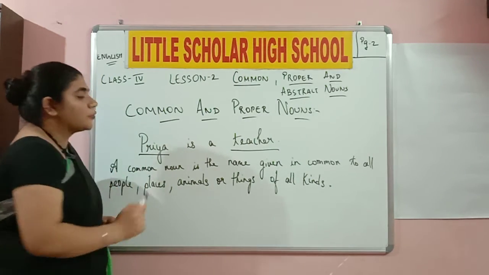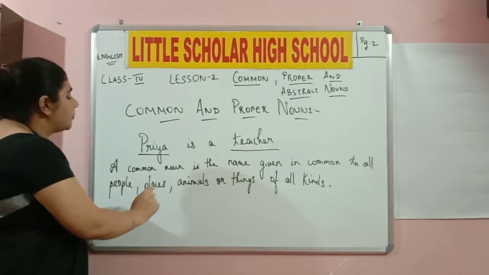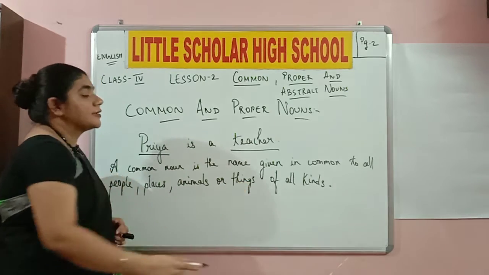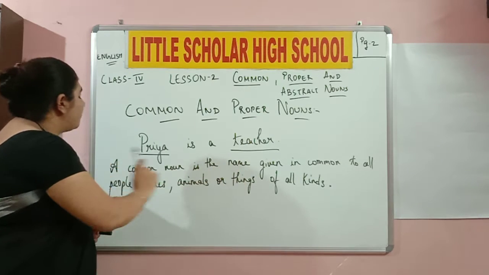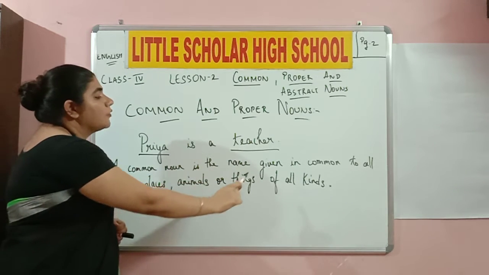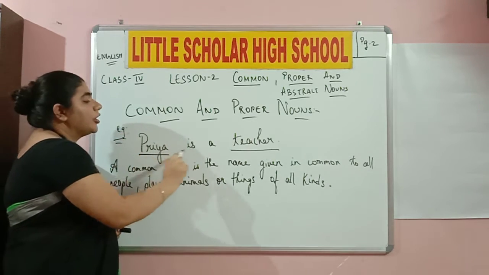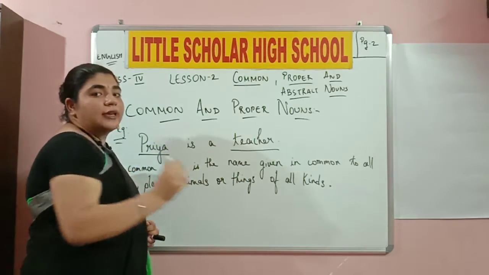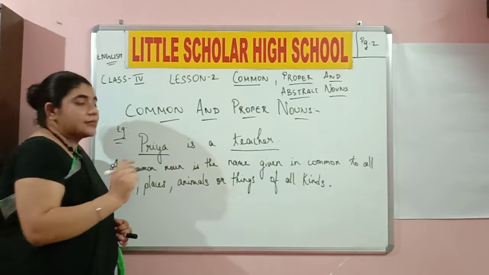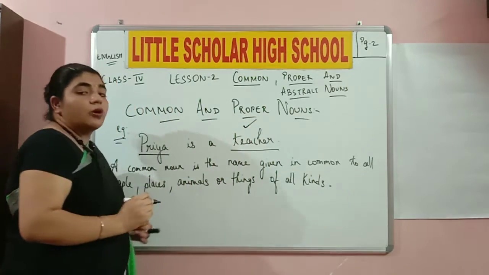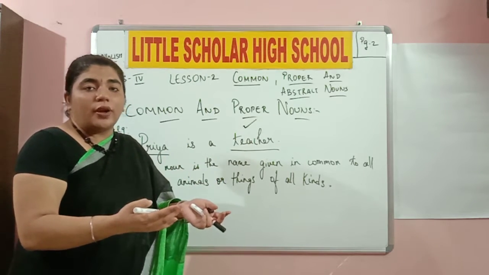Let's look at this definition of common noun over here. A common noun is the name given in common to all people, places, animals, or things of all kinds. I repeat, a common noun is the noun given in common to all people, places, animals, or things of all kinds. Now look at the sentence given to you as example. Priya is a teacher. In this statement, we have two nouns, Priya and teacher. Which one will be a common noun? Yes. Teacher is going to be a common noun because it is a common name tag given to a category of people who teach. Did you understand?